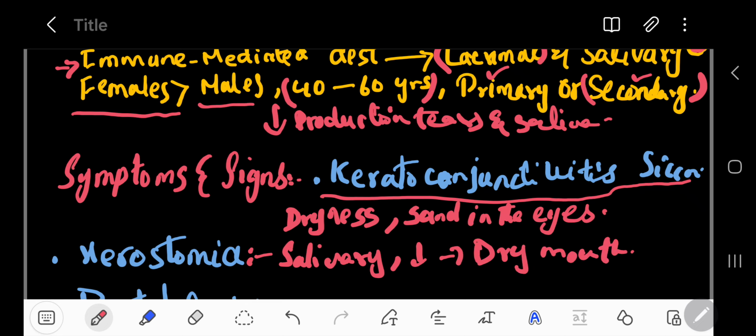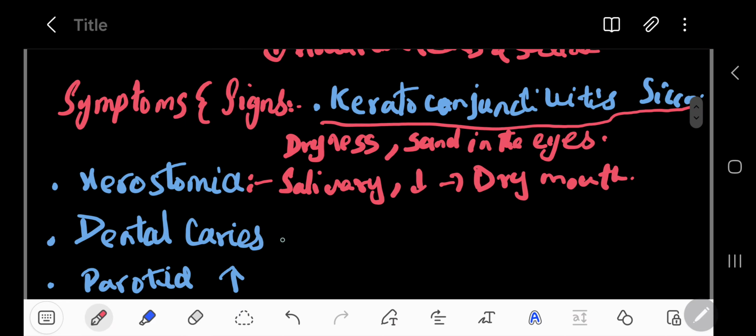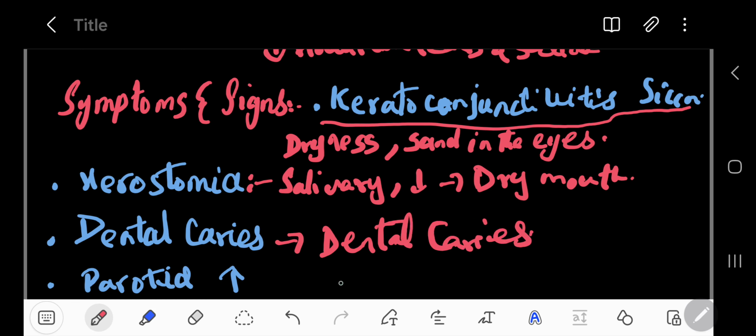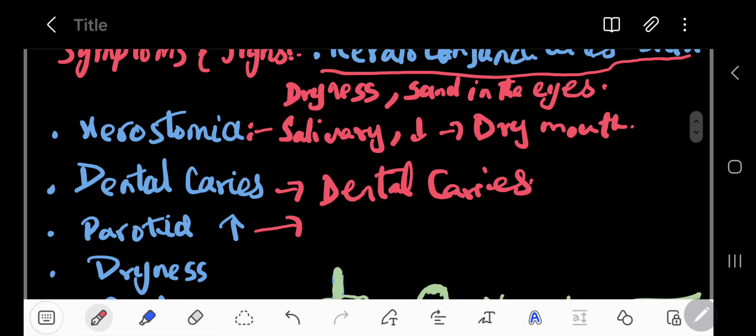This dryness of mouth leads to dental caries, and this patient has poor dental hygiene. The parotid glands are enlarged, obviously because of inflammation of the parotid glands. And furthermore, lymphoid foci are seen on biopsy in these glands.